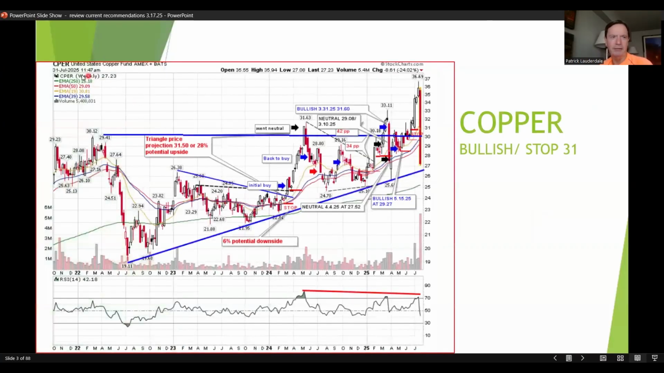So this is the ETF, CPER, that we've been buying. Here's where I first got involved. Here's where I went neutral. Here's where I bought again. Got stopped out with a little bit of a loss. Bought it again. Made some money there. Bought it again. Lost some money there. Bought it again at just about the same amount.